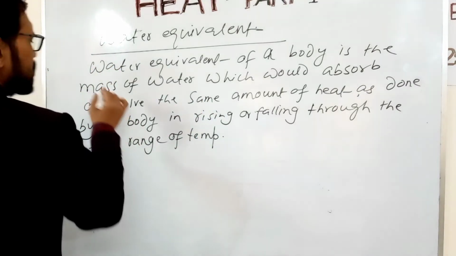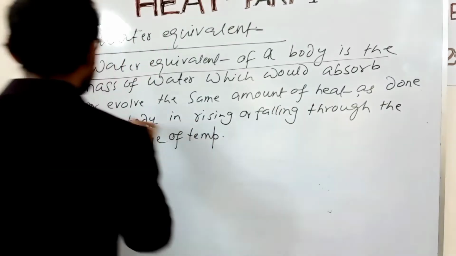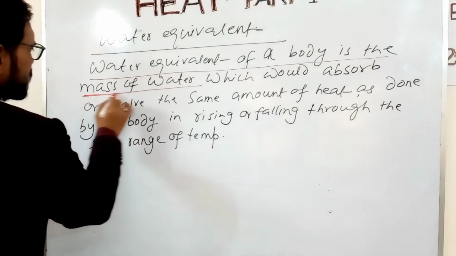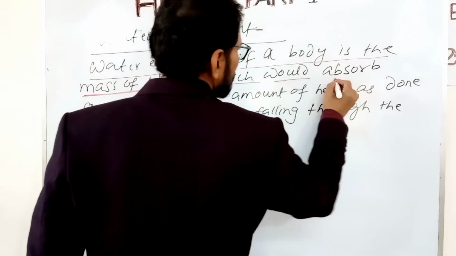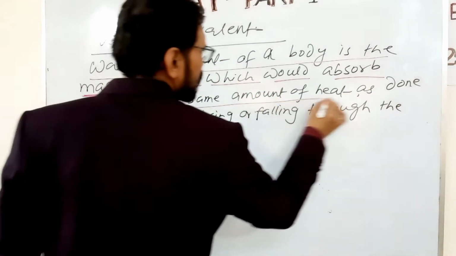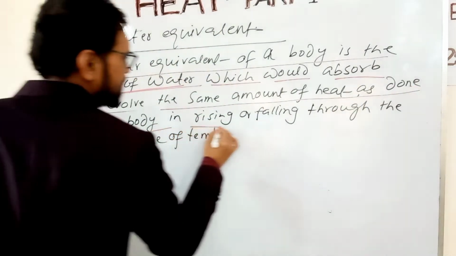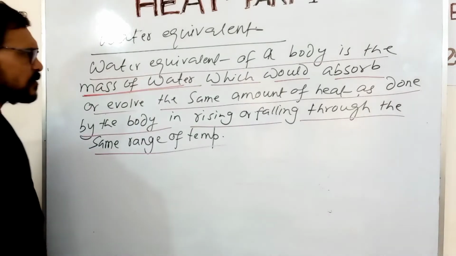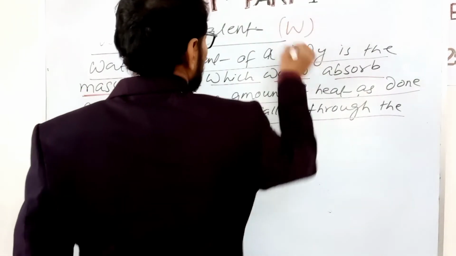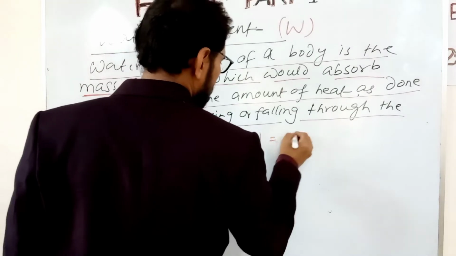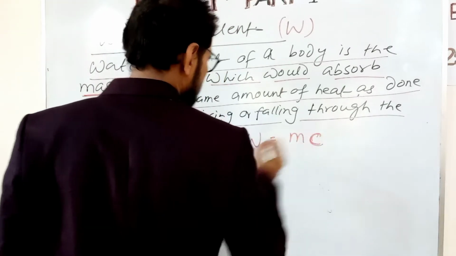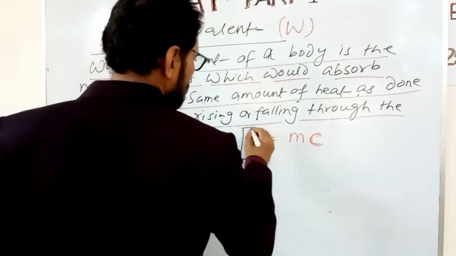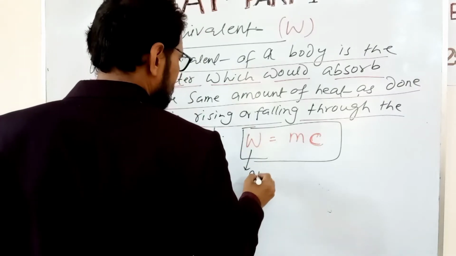So the water equivalent of a body is a mass of water, so the unit of water equivalent will be gram. It is the mass of water which would absorb or evolve the same amount of heat as done by the body in rising or falling through the same range of temperature. The water equivalent is denoted by W. W equal to m into c, where c is the thermal capacity. This is the relation between water equivalent and thermal capacity. So W, its unit is gram.